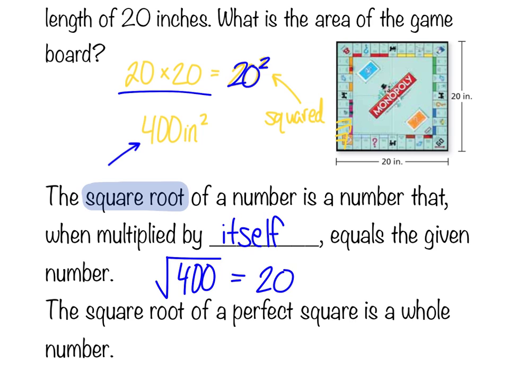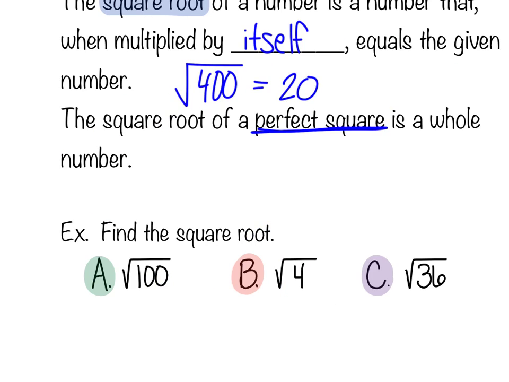The square root of a perfect square, remember we talked about perfect squares, is always going to be a whole number. That's why we call them perfect squares, by the way, is because when we square root them, we get nice answers. These examples are all perfect squares. They were all in that list of perfect squares we wrote out.